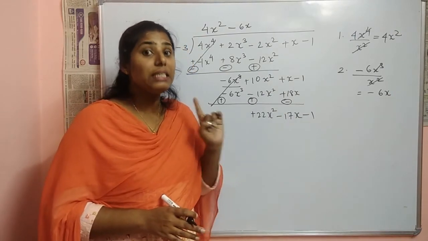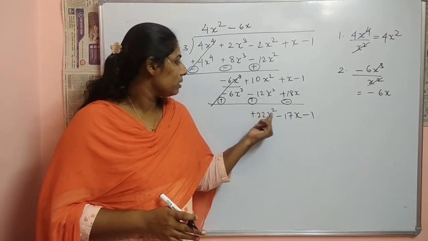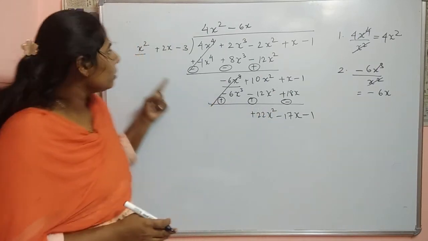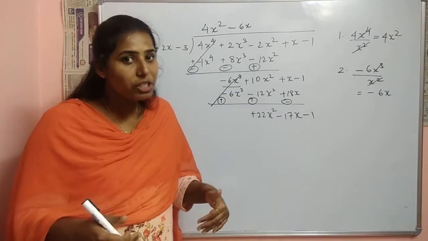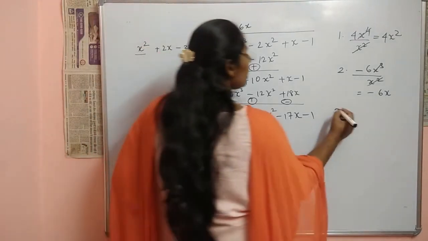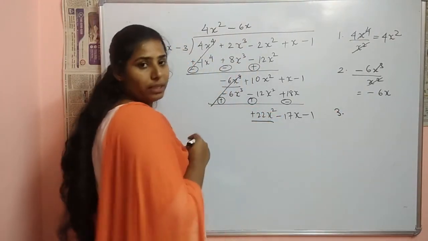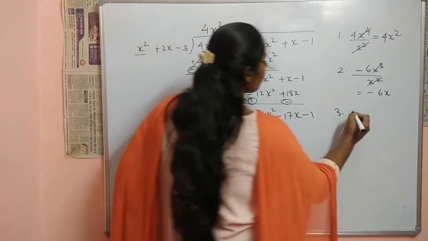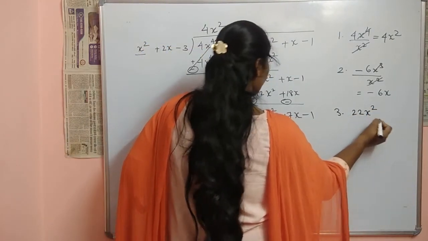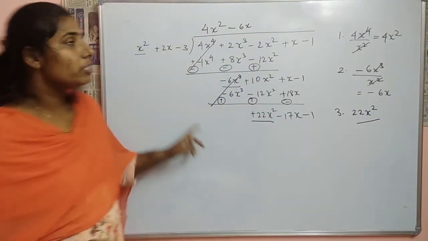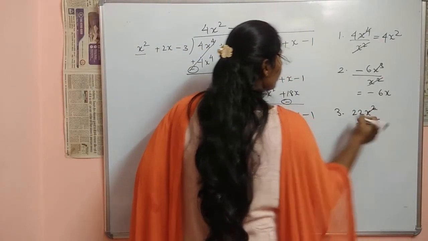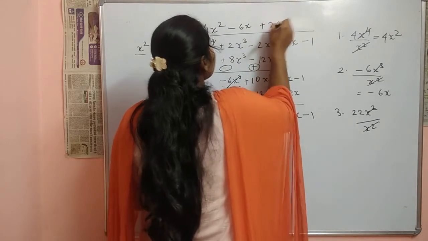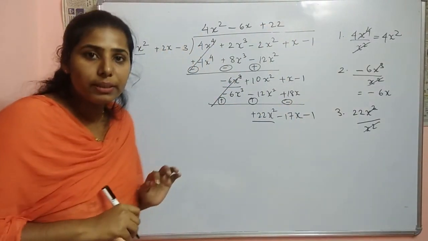Now I can check the degree of the remainder. The degree of the remainder is 2, which is equal to the degree of the divisor. So again we will continue the process of division. We will take the first term of the remainder, which is 22x square, upon the first term of the divisor, which is x square. So x square cancelled. You will be getting plus 22 to the quotient.